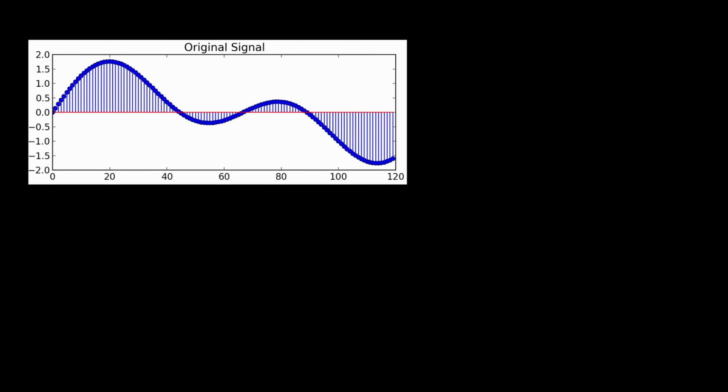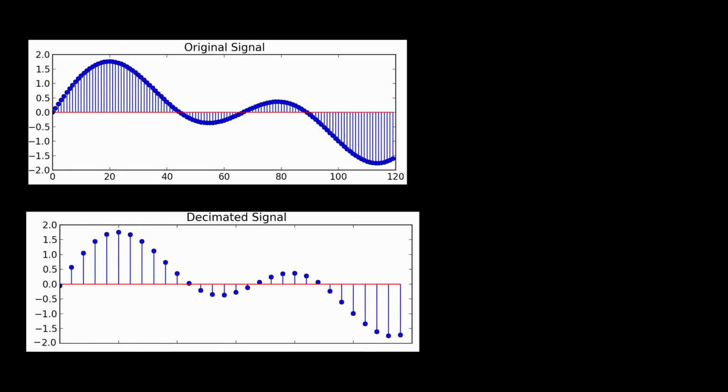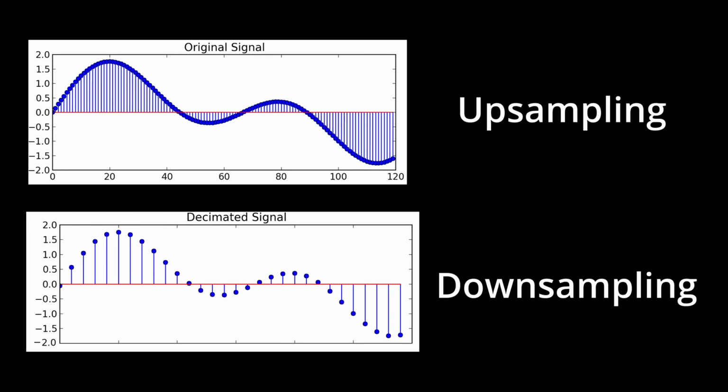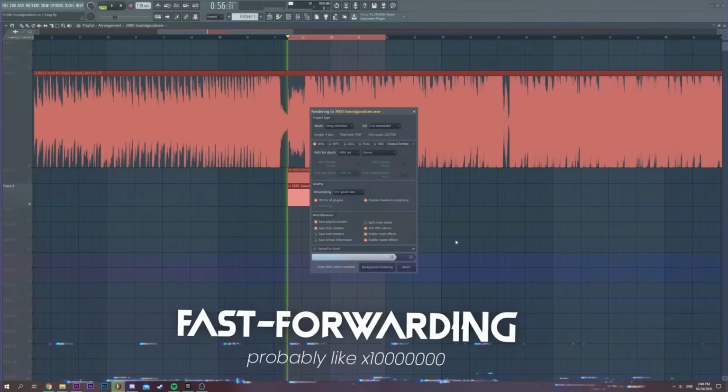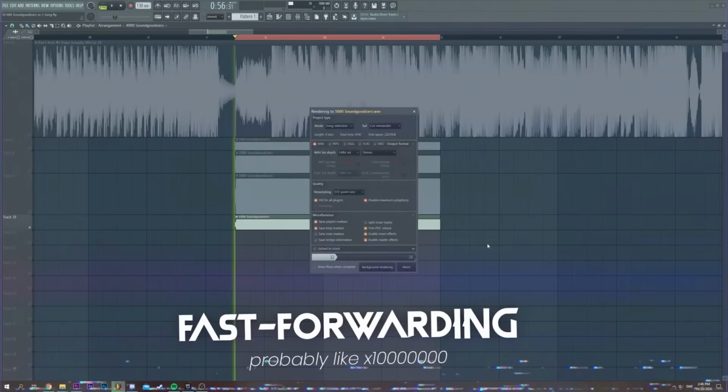And this is where we hit our first snag. Resampling just isn't perfect, even on the highest settings. This is a process of mathematically converting raw data points into either more or less new points, which is called upsampling and downsampling respectively. Both of these use approximation, and even though it's designed to be absolutely minimal, when we're talking about rendering the same track multiple times, this effect does stack up and can cause digital artifacting.